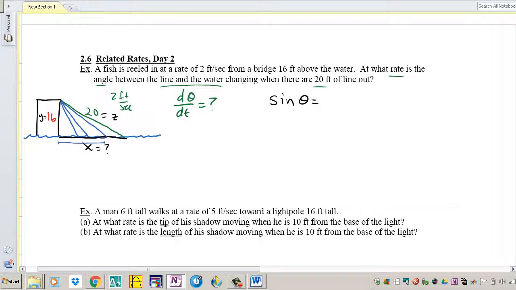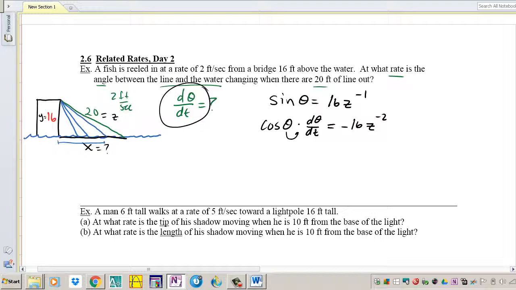So it's 16 z to the negative first. If I want to find d theta dt, that means I need to take my derivative. The derivative of sine is cosine theta, and then chain rule times d theta dt, because theta is also a variable. The angle is changing. And then the derivative of 16z to the negative first is the power rule, so it's negative 16 z to the negative second times dz dt.